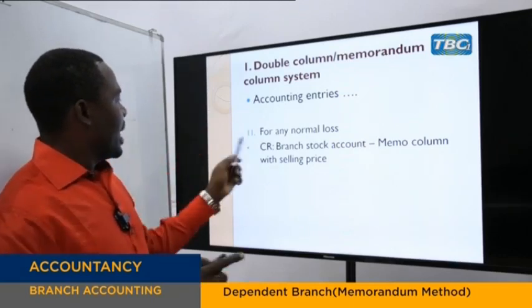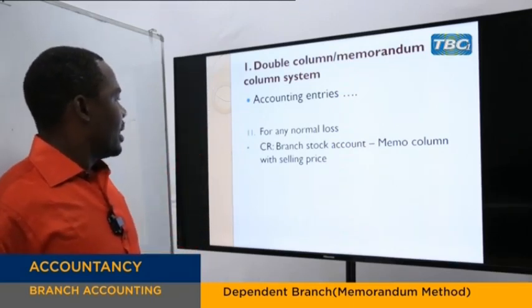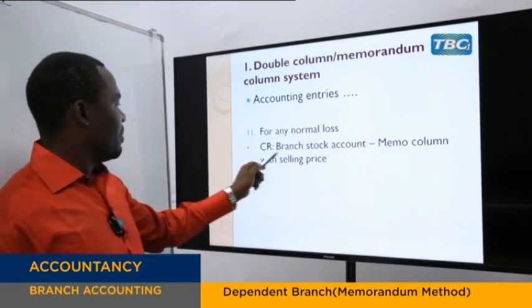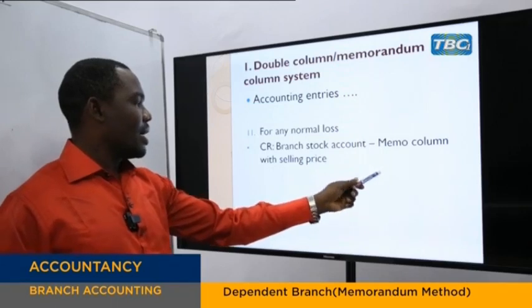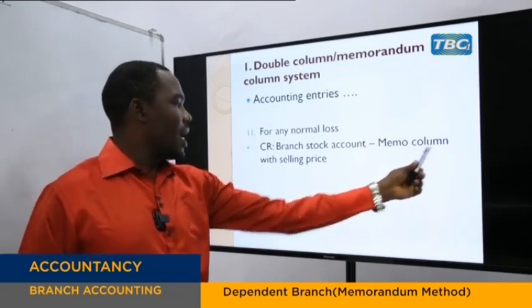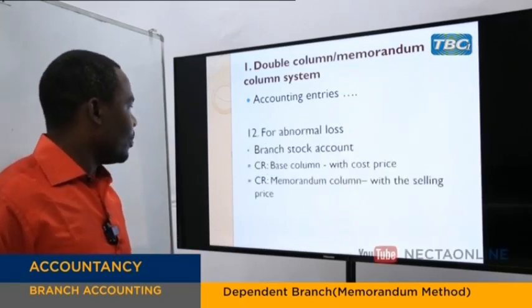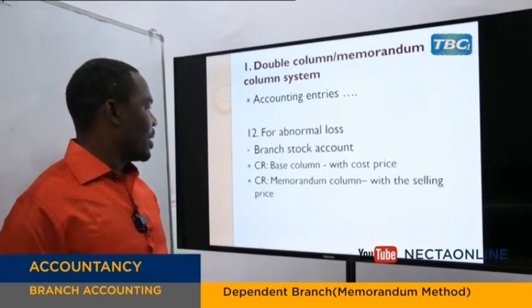So at the end, there might be normal loss, as I said before. This normal loss will be credited to the branch stock account, but only in the memorandum column at selling price. What if there is abnormal loss?